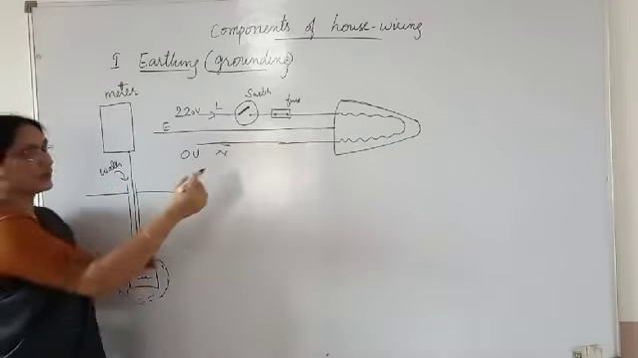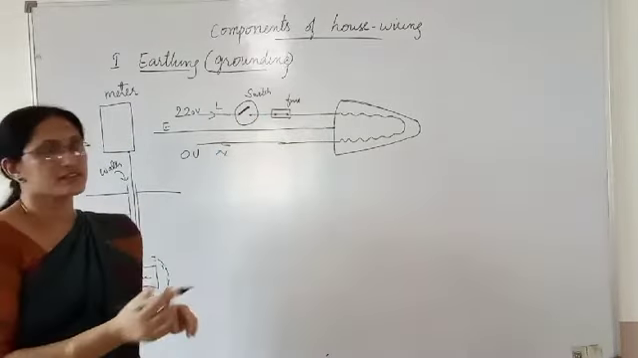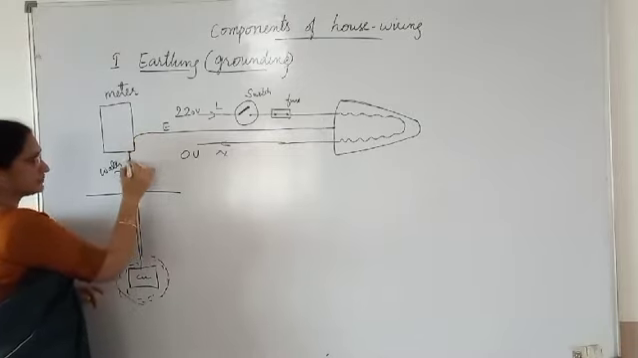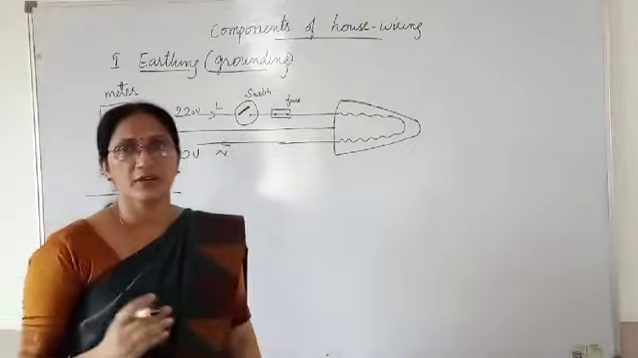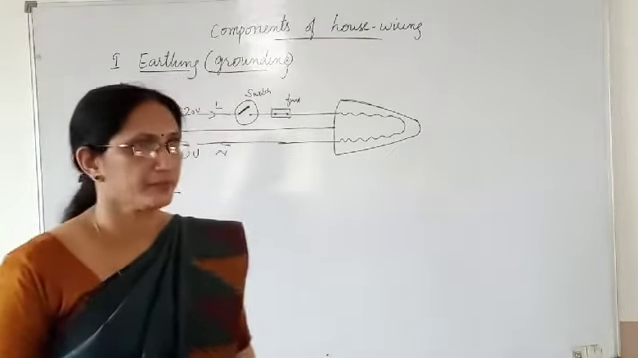And this earth wire, since it passes throughout the household circuit, is finally connected here. So this is the way of doing earthing. And let us see how it gives protection to the user.